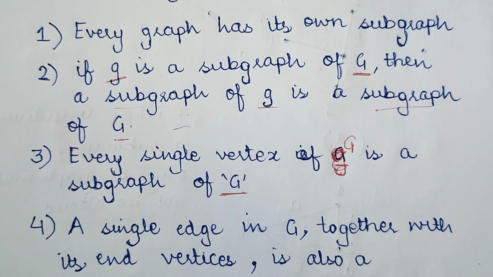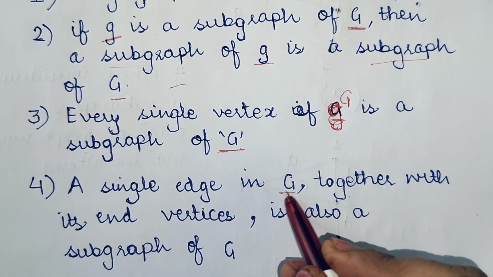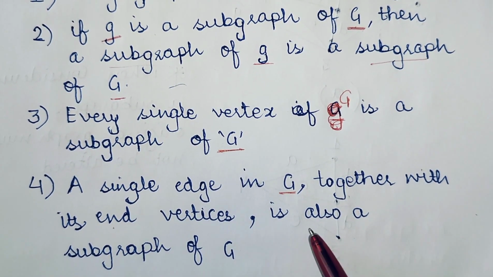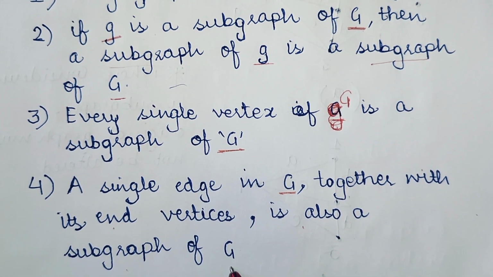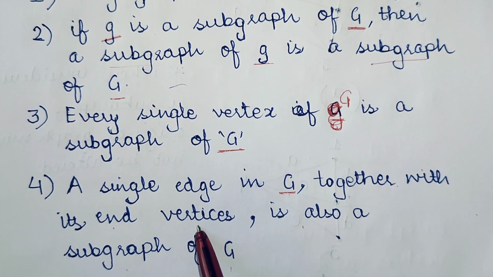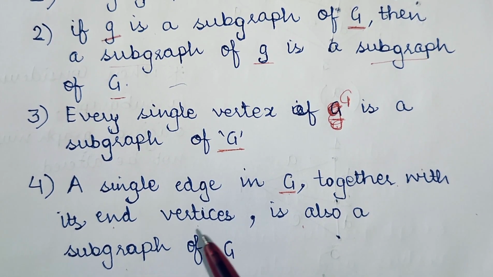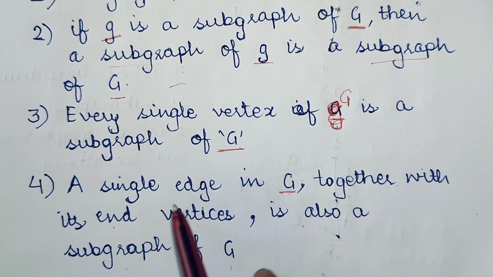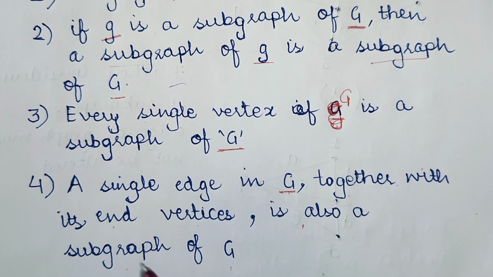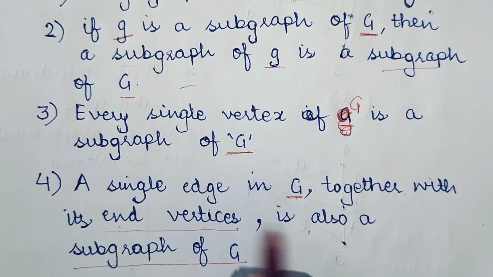A single edge in the graph G together with its end vertices is also a subgraph of G. Obviously an edge is formed only when there are two end vertices being connected. So when I say edge, the end vertices come by default. So a single edge in G is also a subgraph of G, obviously together with its end vertices.